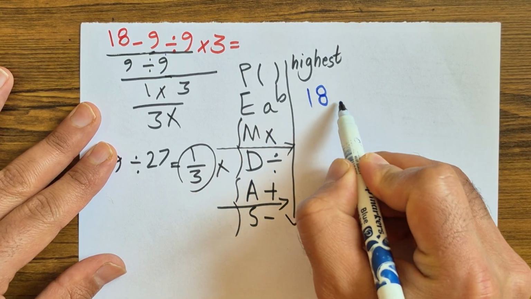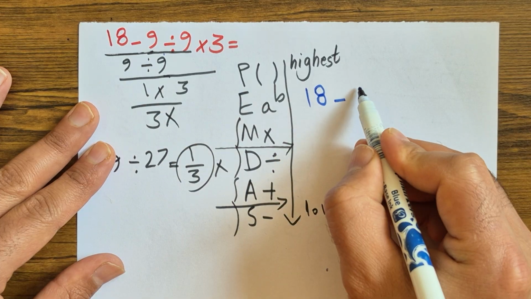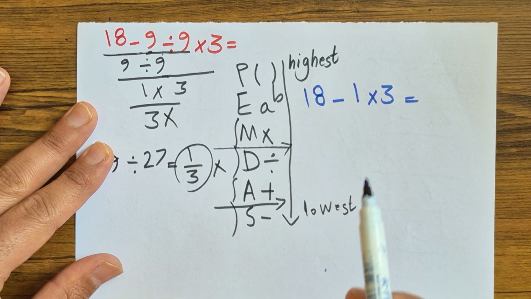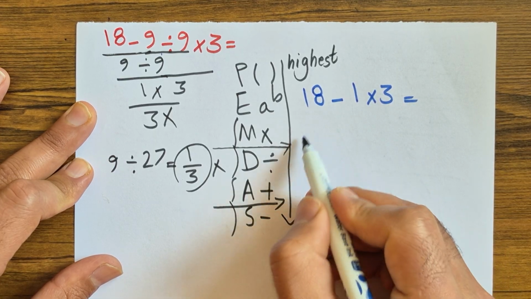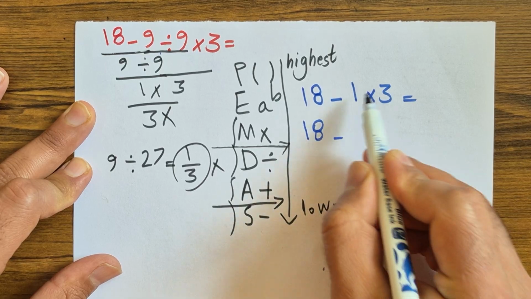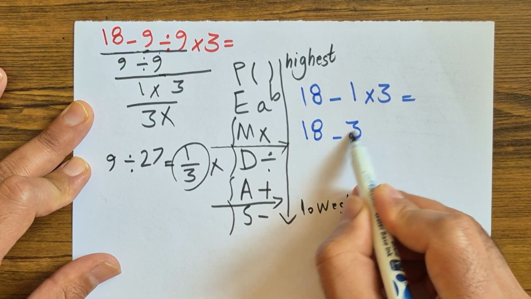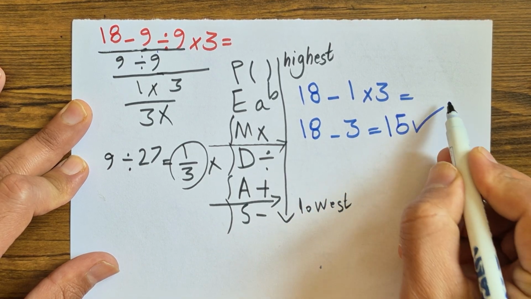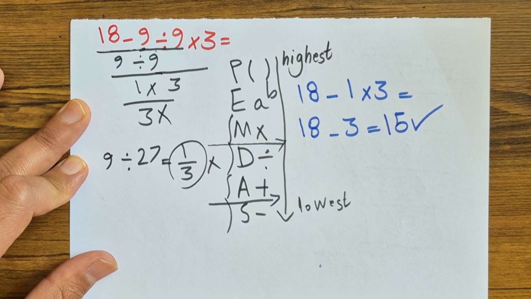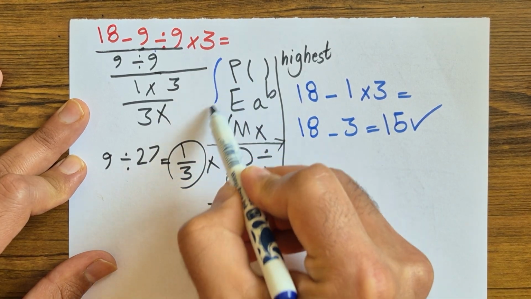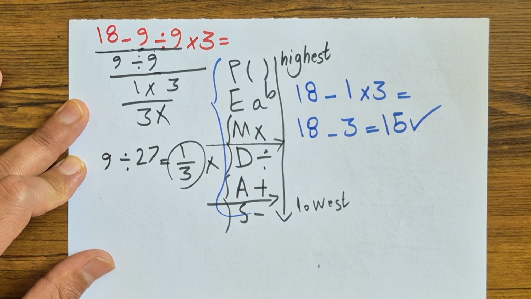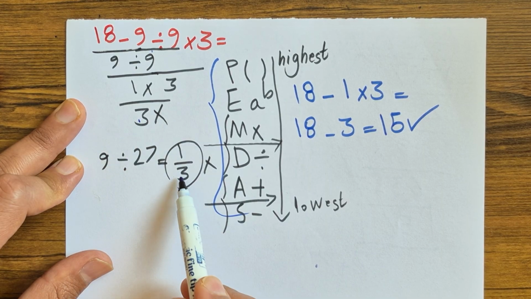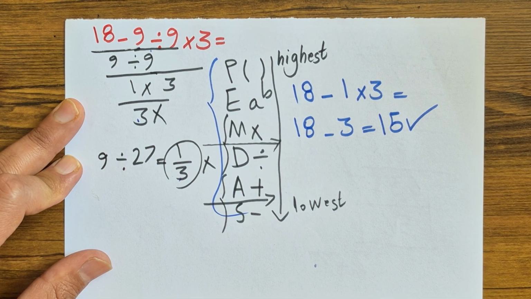So 9 divided by 9 gives us 1, and then multiplied by 3. We have one more multiplication to do. So 1 multiplied by 3 gives us 3, and then we just have one subtraction. So 18 minus 3 gives us 15, and that's the only correct answer because there is a convention, there is a correct path, and you must follow this path. Otherwise, you would end up with 3, or 1/3, or I don't know, any other possible thing.